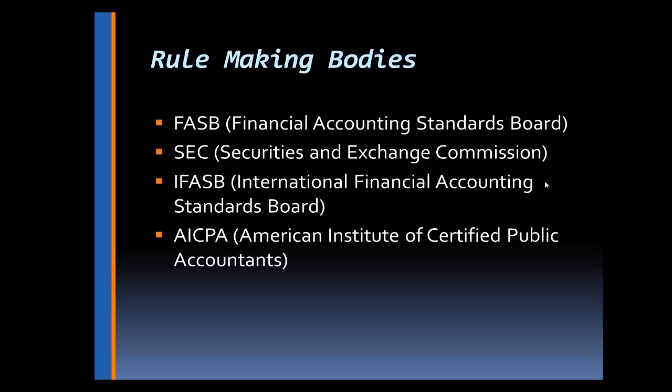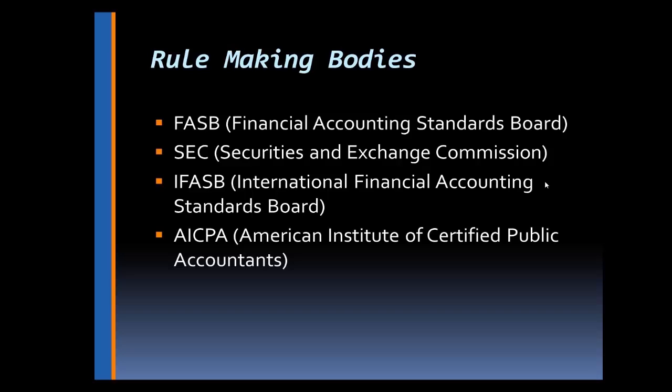So let's talk about the rule-making bodies. Where do the generally accepted accounting principles come from? Well, the primary source of this information comes from FASB, the Financial Accounting Standards Board. The Financial Accounting Standards Board was organized in 1973 by the accounting profession, along with the government, along with the financial institutions, bankers, and so forth.